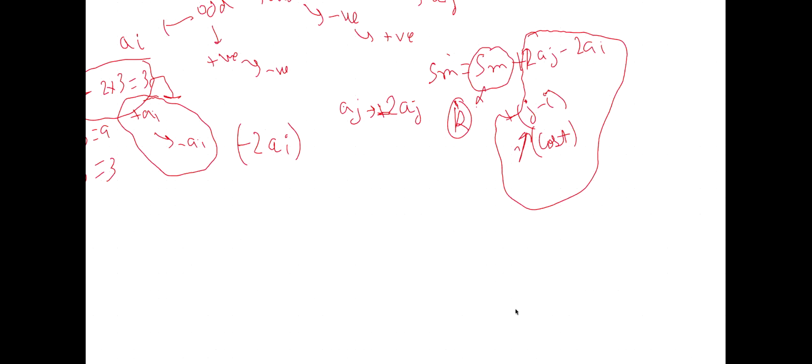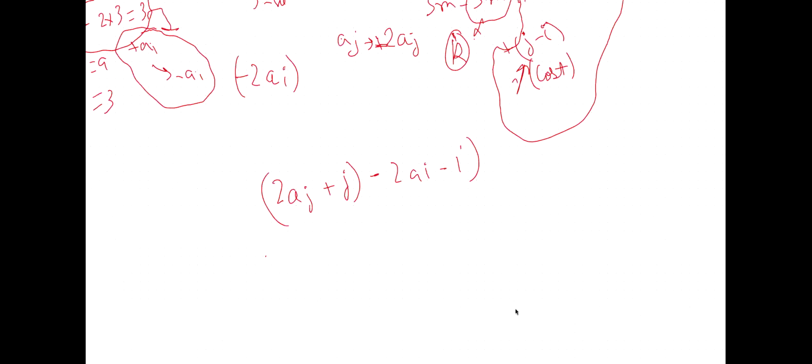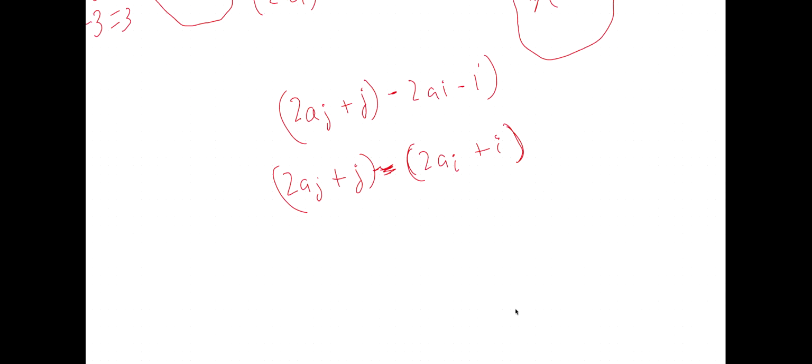Can I say that we want to maximize 2 times aj plus j minus 2 times ai minus i? Okay. Or I can make it like 2 times aj plus j minus 2 times ai plus i. Okay. I will put these two numbers in this bracket. So to get the maximum value, we want to maximize this and we want to minimize this. Now I think you got it.